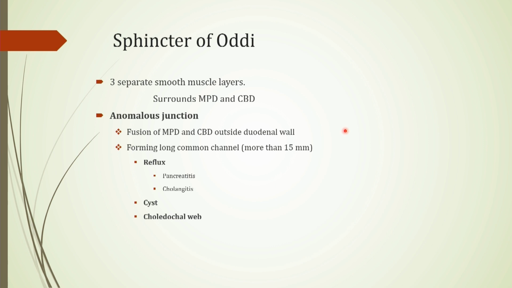The sphincter of Oddi is formed by three smooth muscle layers, and it surrounds the main pancreatic duct and the CBD. Anomalous junction occurs when there is a fusion of the main pancreatic duct and the CBD outside the duodenal wall. It results in formation of a long common channel, which is usually more than 15 mm long. It results in reflux, cyst formation, and choledochal web formation.